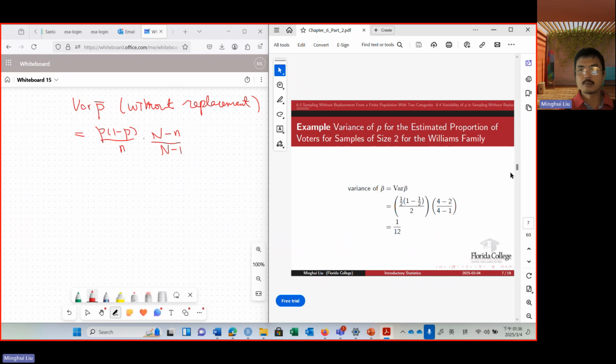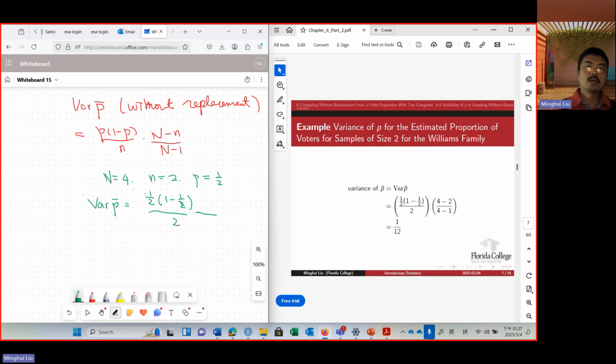And now let's look at this example. Suppose we look at the same population, the Williams family, where the population is of size 4, so big N equals 4, and we take a sample of size 2, so small n equals 2. We know the true proportion vote is 1/2. In this case, the variance of p bar can be calculated directly from this formula. So it's p times 1 minus p, which is 1/2 times 1 minus 1/2, divided by the small n, which is 2, and then times the big N minus small n, which is 4 minus 2, divided by 4 minus 1. If you simplify everything, you should get 1/12.